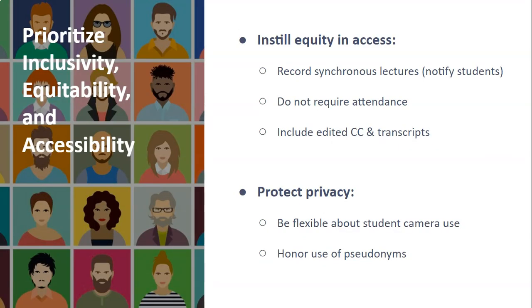Please also be aware of inclusivity and access. If you hold synchronous classes, record them and post them and devise ways for students who must participate asynchronously to have equivalent learning experiences. Include closed captioning and transcripts in your videos and be flexible about requiring cameras. And consider allowing the use of pseudonyms during student interactions.